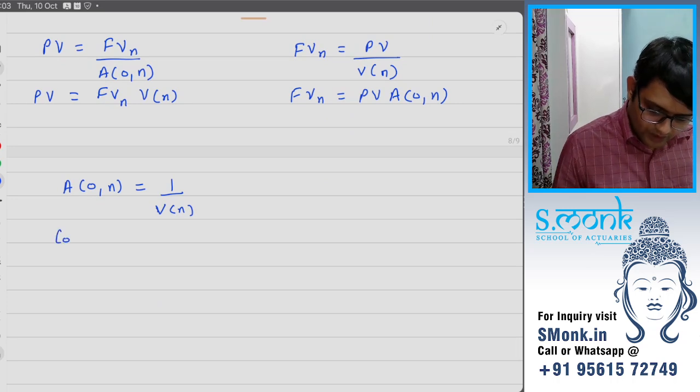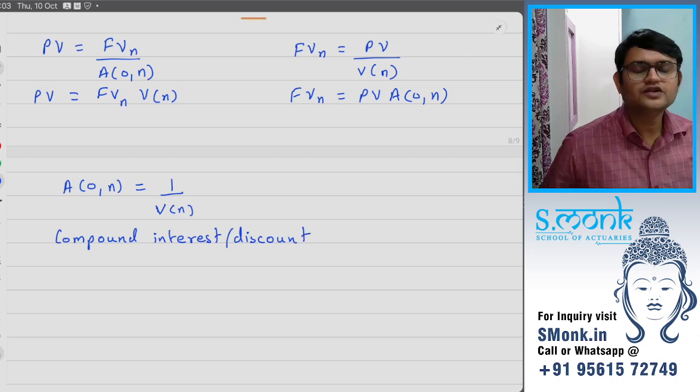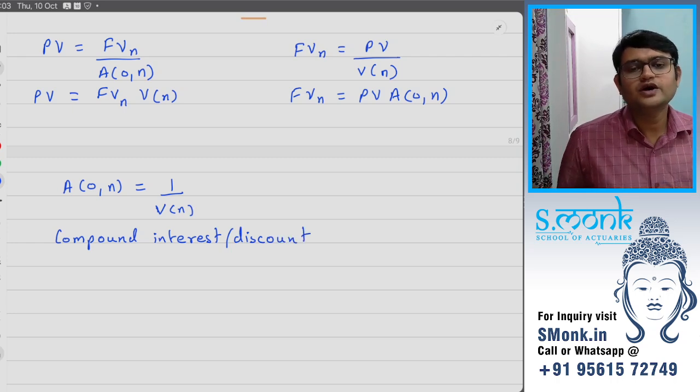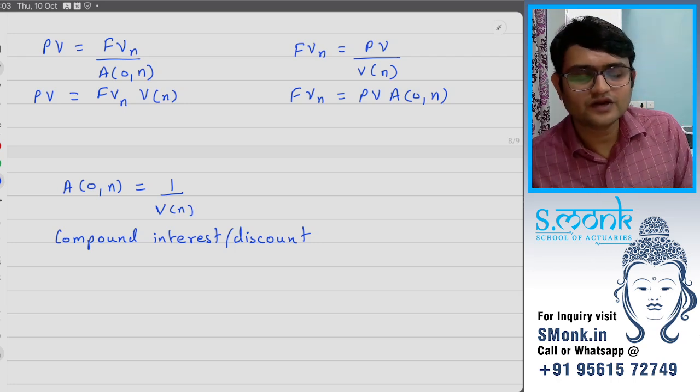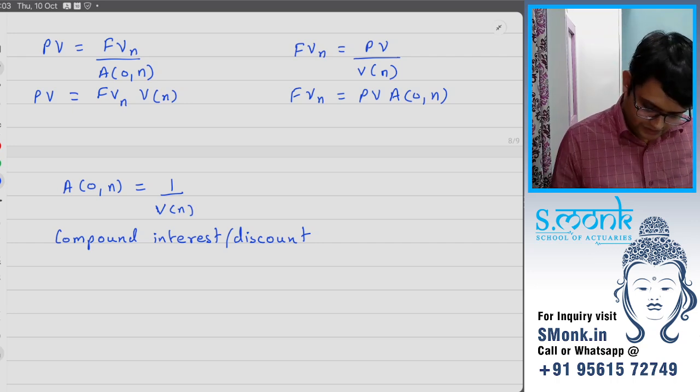So for compound interest/discount, we can convert it from one to the other. We can convert interest rate into discount rate, we can convert discount rate into interest rate.